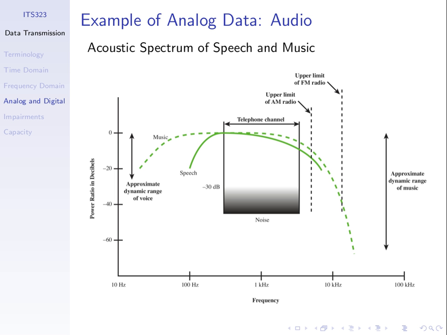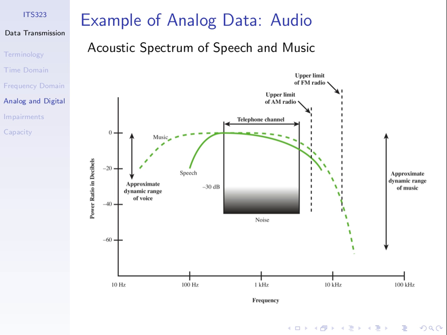So in fact, it's not transmitting just at one frequency, it's transmitting a signal which has a spectrum or a bandwidth of around 20 kilohertz. A typical FM radio transmits signals with a bandwidth of 20 kilohertz. And that's what's shown in this dashed line here, the upper limit of FM radio. It's around 20 kilohertz.